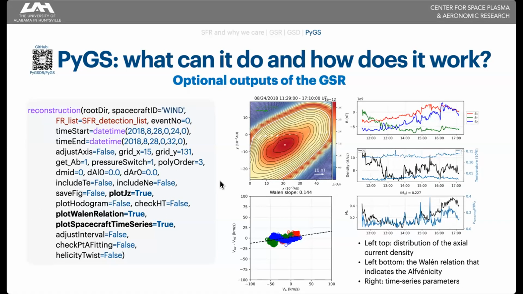Then I have the other optional outputs. This one is distribution of the axial current density Jz, which is controlled by this plot Jz. This one is volume relation plot. This volume relation actually can imply the affinity of the current interval. If this one is low, then it means the current flux rope is static or quasi-static. Then the right one is the traditional spacecraft time series plot.